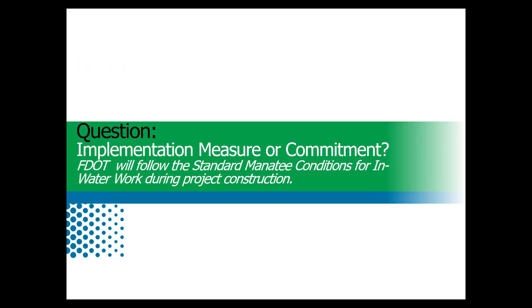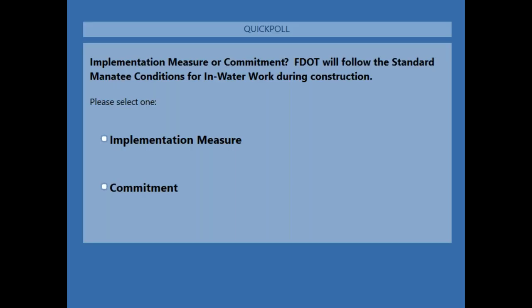So time for another poll question. We're going to go through a couple examples of whether you think something should be an implementation measure or a commitment. So the first one is FDOT will follow the standard manatee conditions for in-water work during project construction. You have about 10 seconds left.